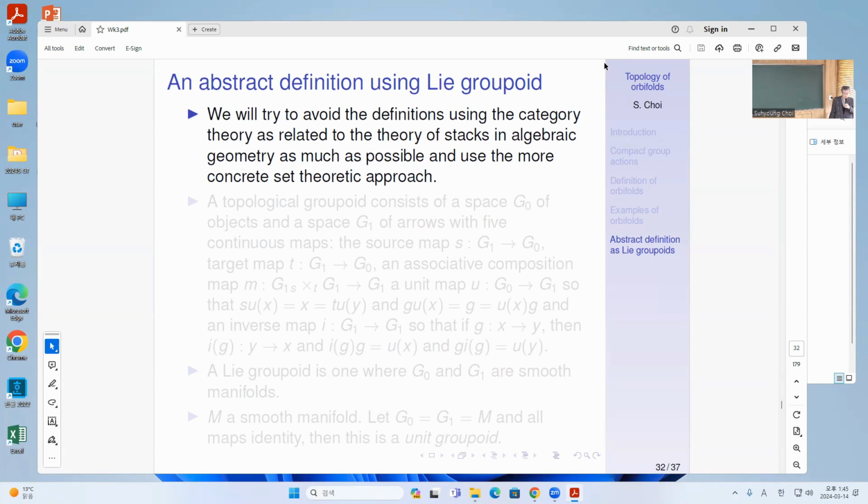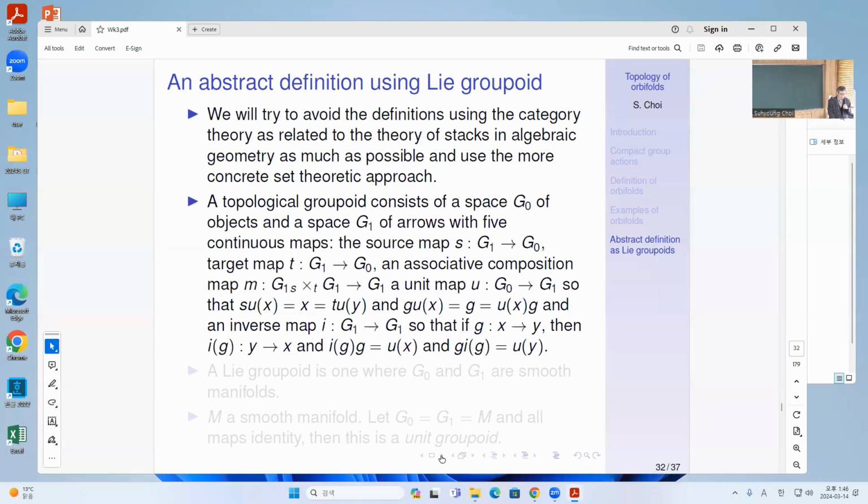We'll try to avoid using definitions from category theory. It's related to some theory of stacks in algebraic geometry. So as much as possible, we use a more concrete set-theoretical approach here. These are really a quick version of a more general construction. So here, a topological groupoid. This is not the groupoid that we talked about in the first lectures. It's just some other object.